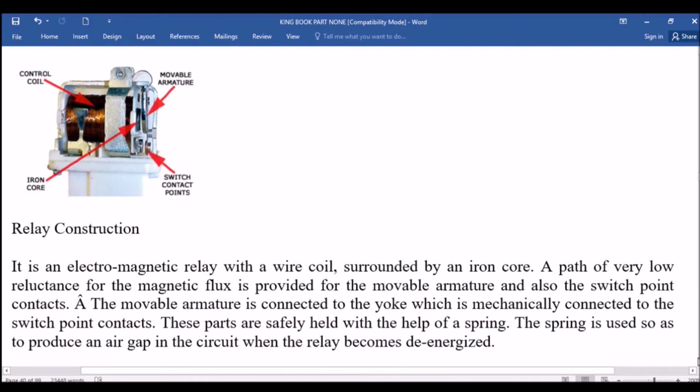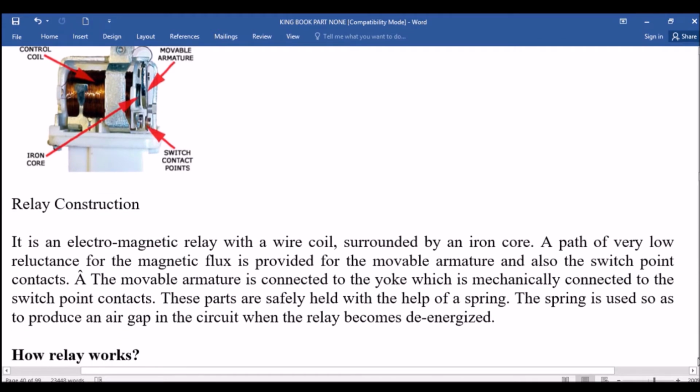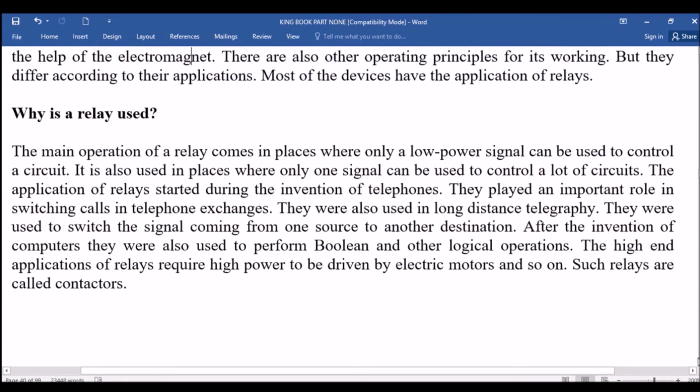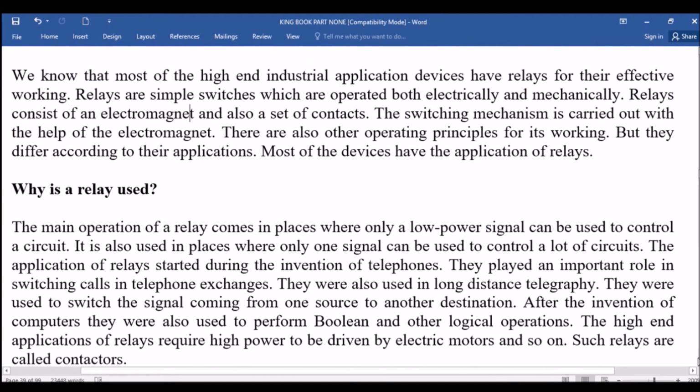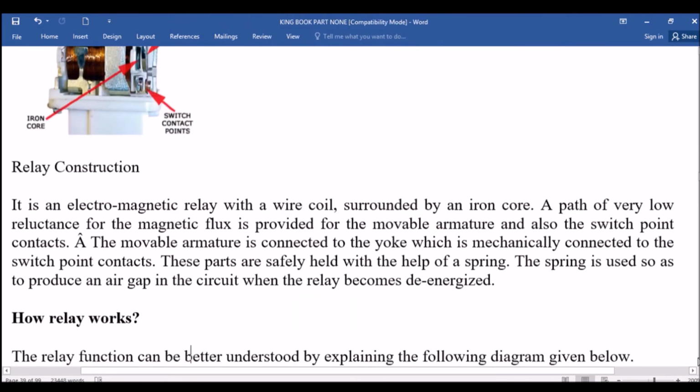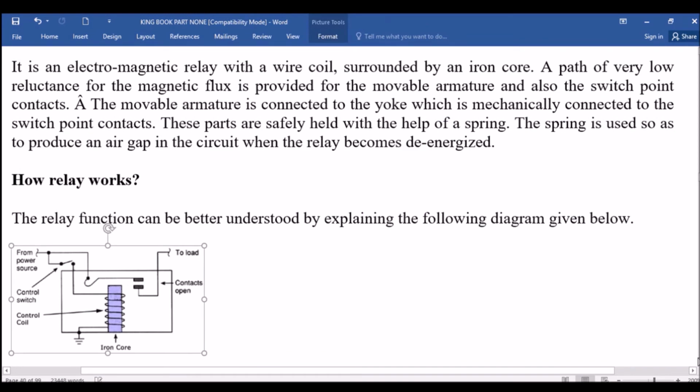You see, we will see in the previous session. Now, how a relay works. Now we are going to see how a relay works. The relay function can be better understood by explaining the following diagram given below.